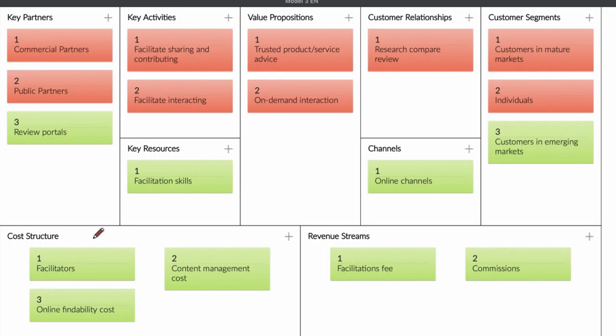So what are the costs? You have three costs: facilitators, online findability costs, where you need to pay for ads for people to find you, and content management costs. How can you earn money? You can get a facilitator fee, but you can also get commission for the services that you are providing. So this is business model 3 in a nutshell.